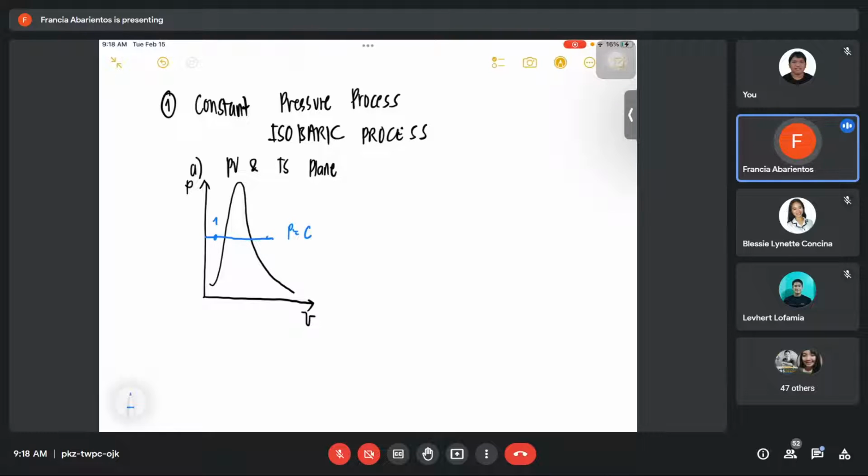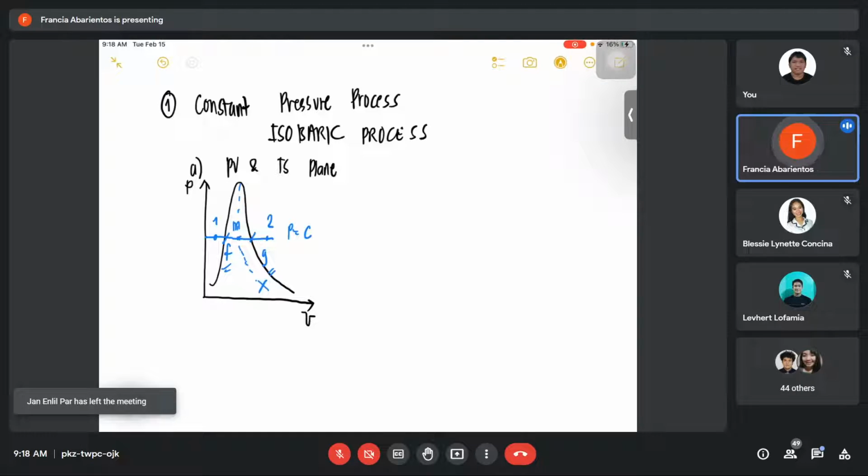For example, from point 1 to point 2, this is now a constant pressure process. So, eto class, this is F, and this is G. Ito class yung saturated liquid line, the saturated vapor line. So, yung sa gitna class, yung mixture natin or tinatawag natin na X. Okay? Yung quality natin. Okay?